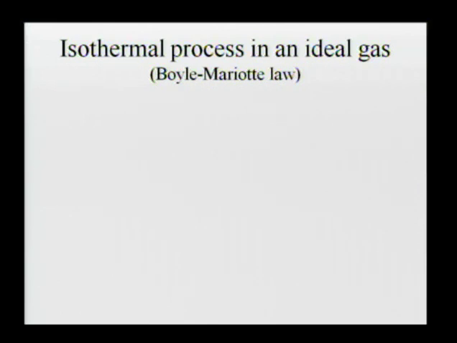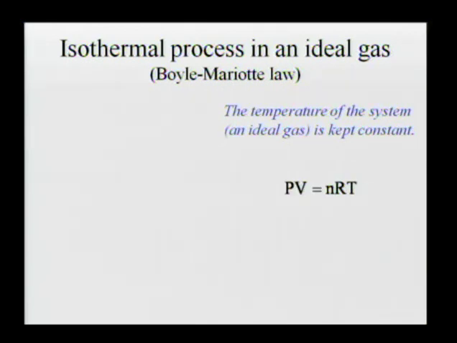So how are the remaining parameters related when the system is maintained at constant temperature? That describes an isothermal process. If we look again at the equation of state for an ideal gas, and we take a certain amount of gas, the number of moles of that gas is going to be constant. The gas constant is constant by definition. In an isothermal process, temperature is maintained constant.